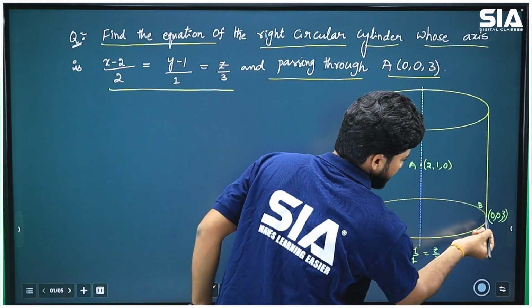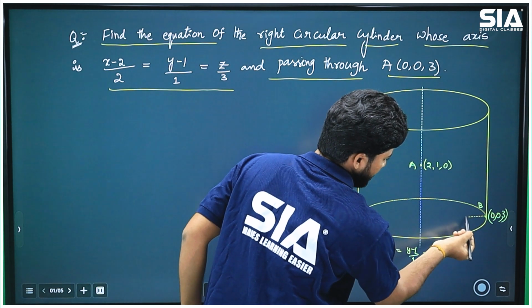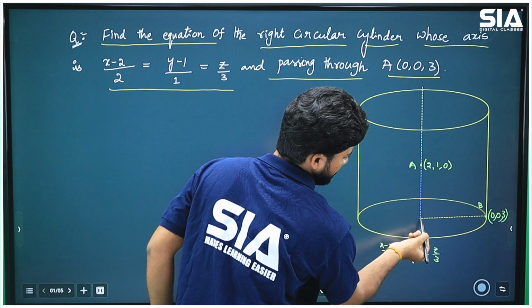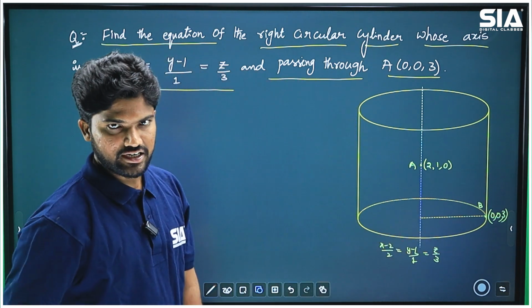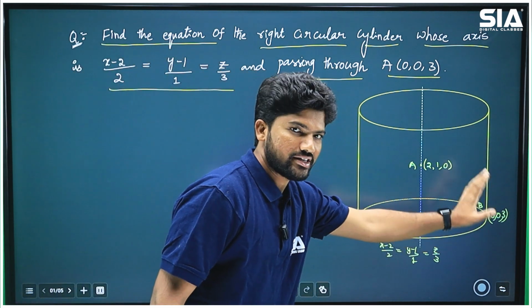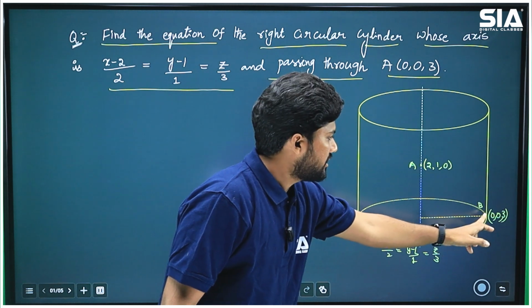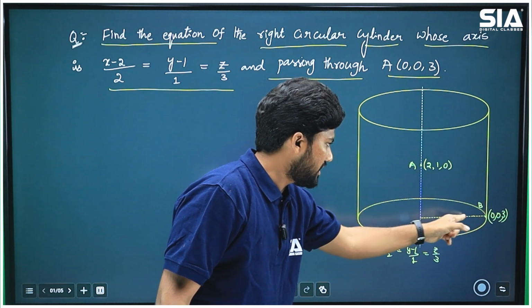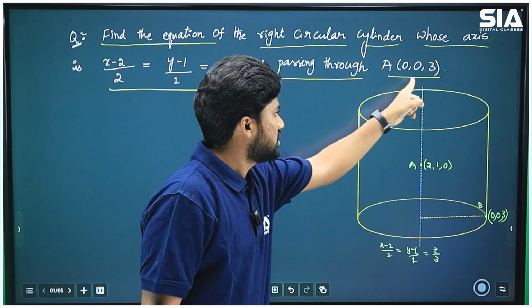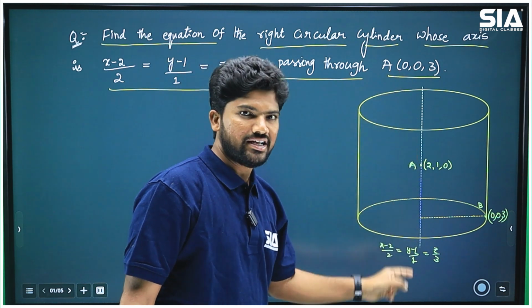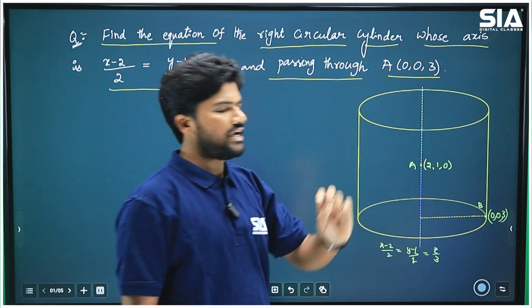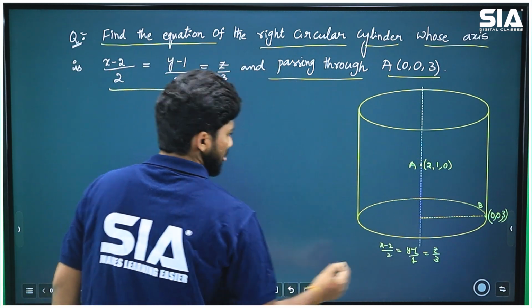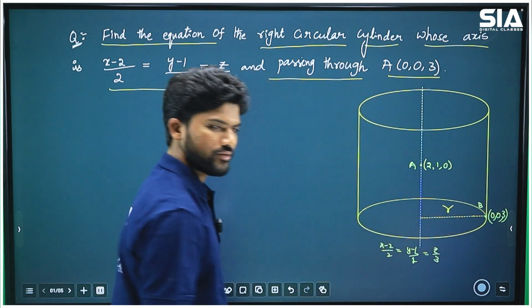Radius of the right circular cylinder is nothing but, from this point, if you take the perpendicular distance, this is called the radius of the right circular cylinder. That means radius is nothing but, from a point on the right circular cylinder, if you take the length of the perpendicular distance to the axis of the cylinder, that distance is called the radius of the right circular cylinder. Okay, now I am writing this value. So this value is small r, you know very well.